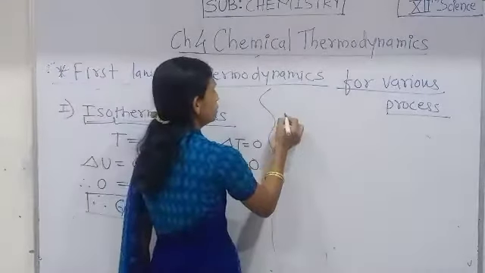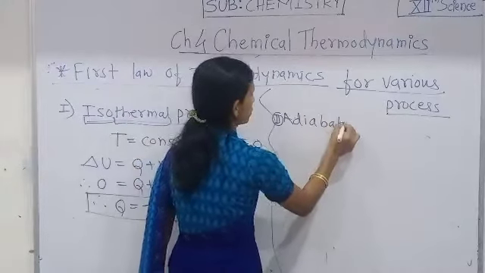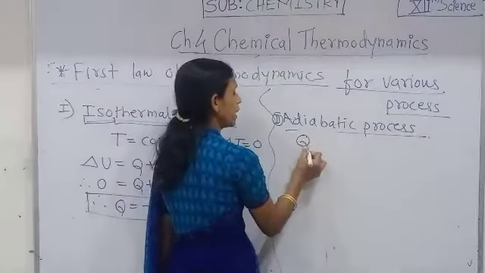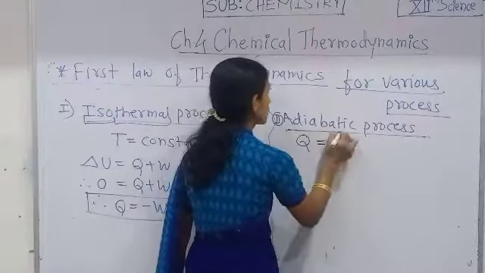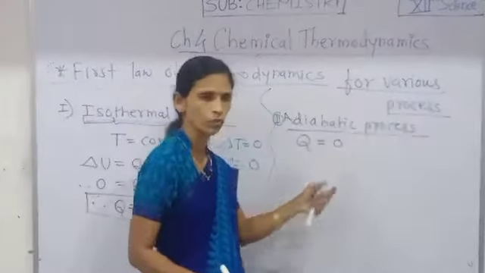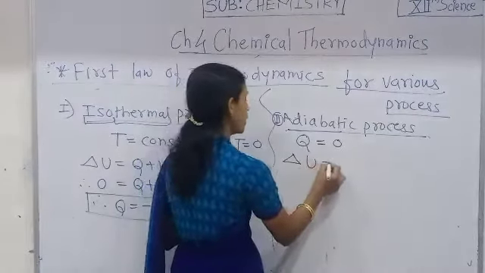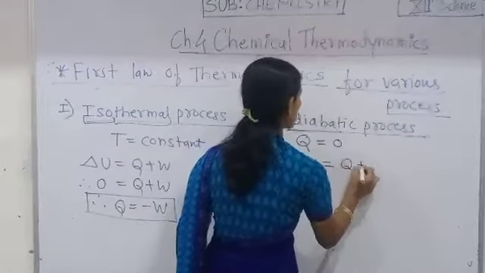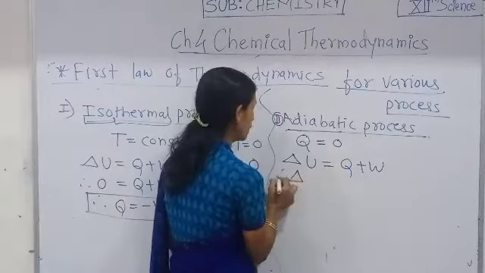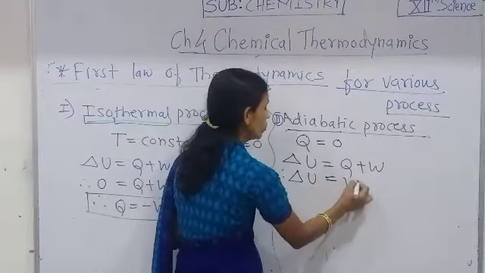Then in adiabatic process, heat exchange does not take place in this system. Therefore here Q is equals to 0, and according to the first law of thermodynamics, delta U is equals to Q plus W, and putting the value of Q, we get the expression of the first law of thermodynamics: delta U is equals to W.